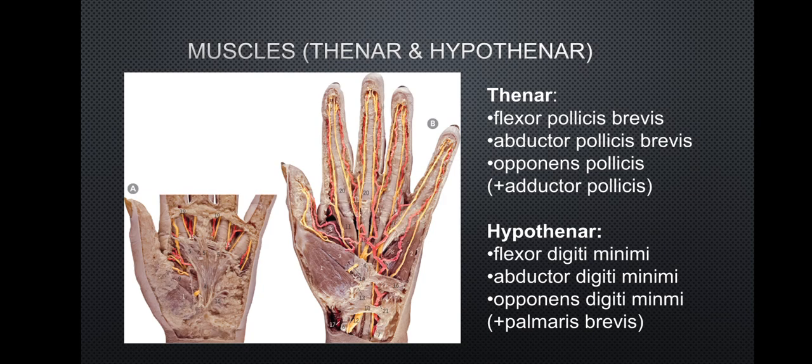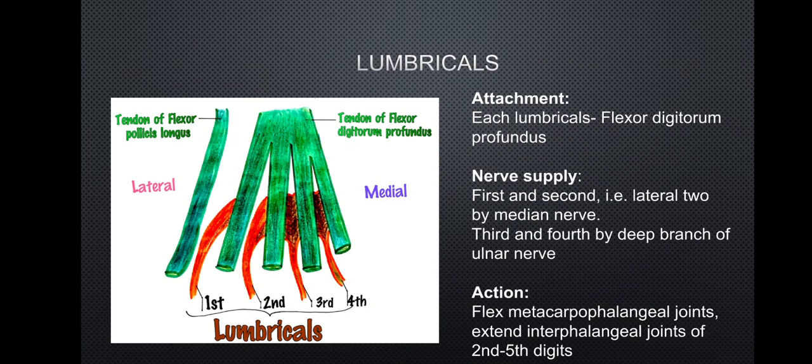Along with the thenar and the hypothenar muscles, there are a small extension of the muscles, the abductor pollicis and the palmaris brevis respectively. Now moving on to the lumbricals. These are the 4 lumbricals in the hand that you could see, with each associated with each finger. They are very crucial to finger movement, linking the extensor tendons to the flexor tendons.